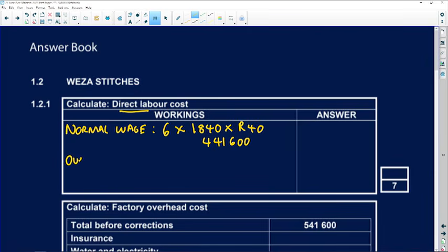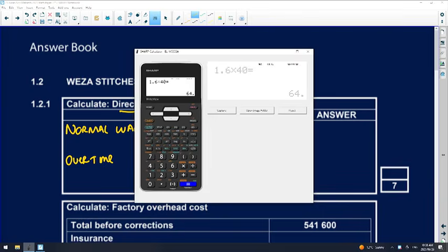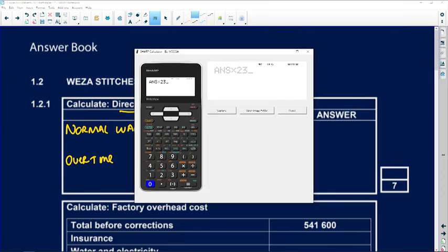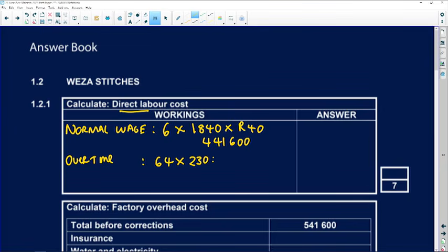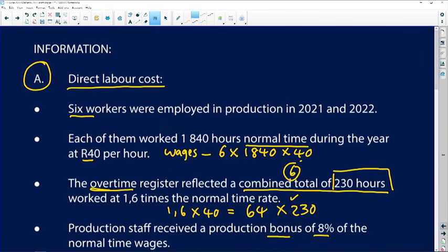So overtime: we had 64 times 230, and that gives us the overtime wages of 14,720. Then finally they also earned a bonus, and I think the bonus was 8% of normal wage, but we can quickly double check that. Production staff received a production bonus of 8% of their normal wages.